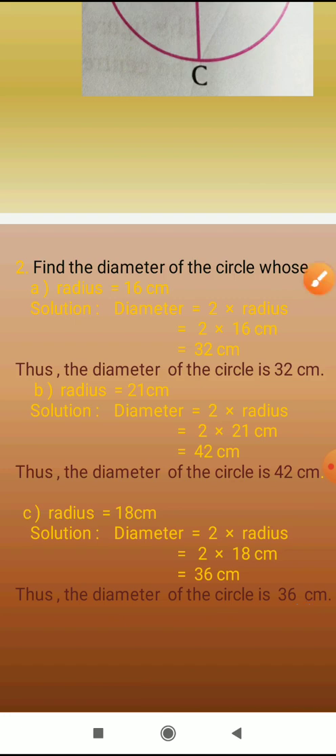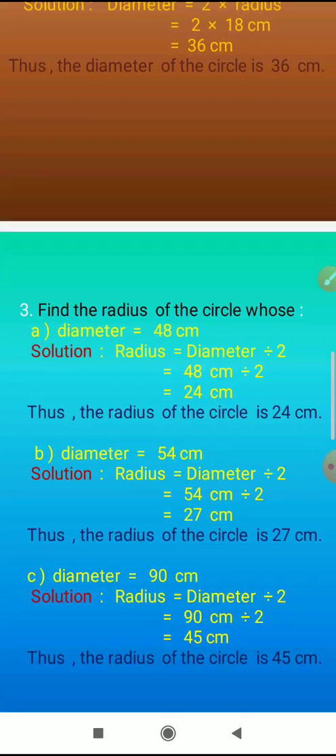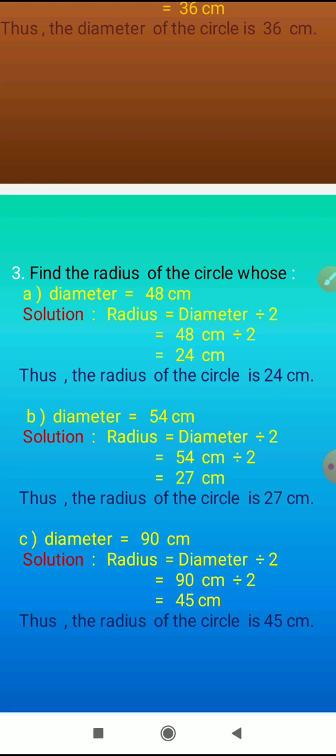In this way, in this question, radius is given and you have to find the diameter. By using the formula diameter is equal to 2 into radius, by putting the value of radius and multiplying by 2, we get the diameter of the given circle. Okay, now see the next question. Find the radius of a circle whose diameter is 48 centimeter.